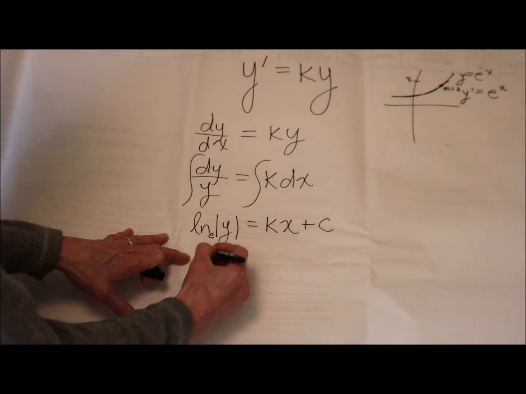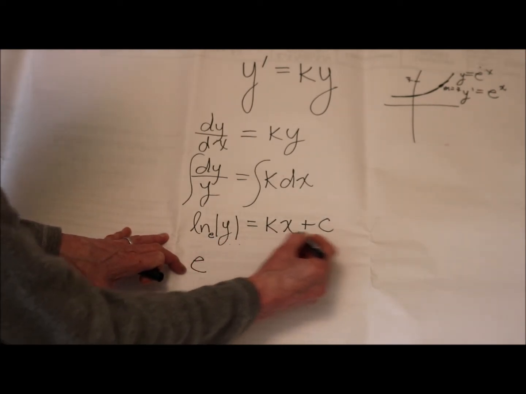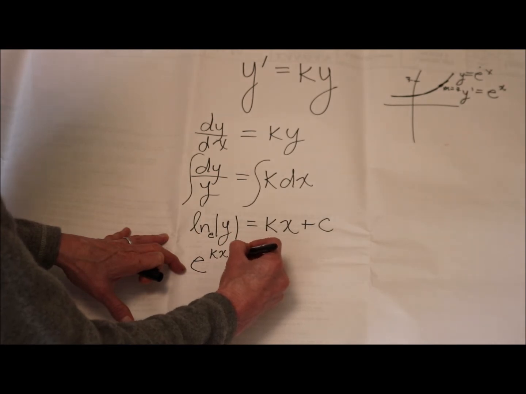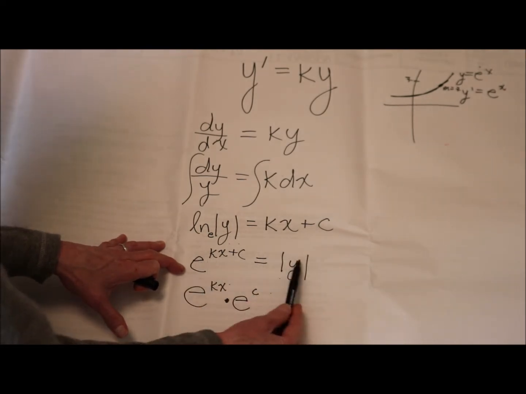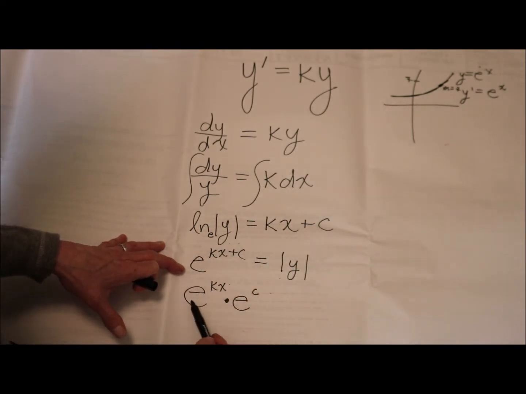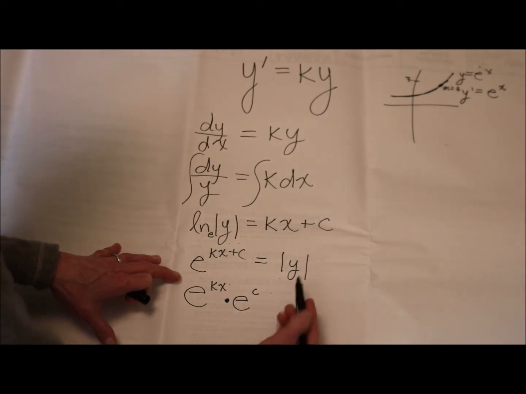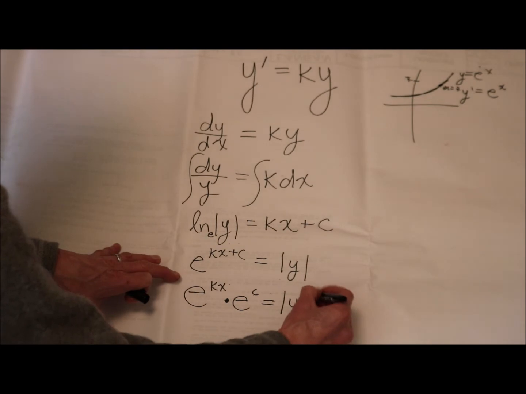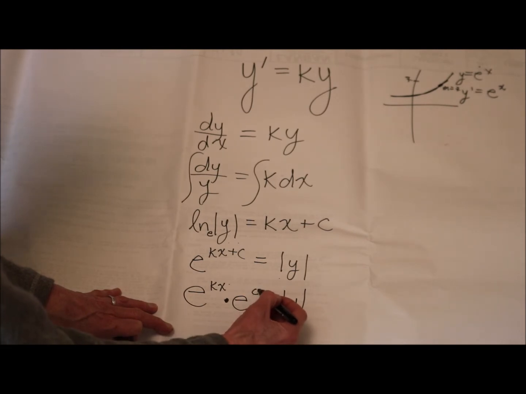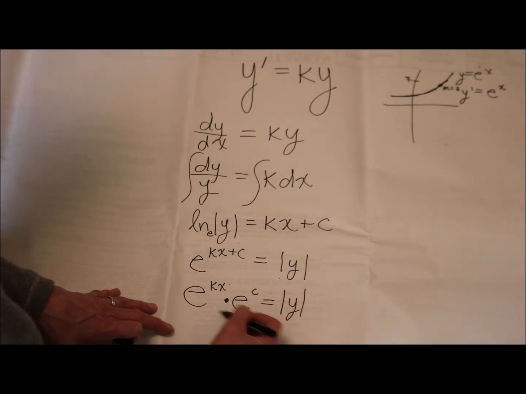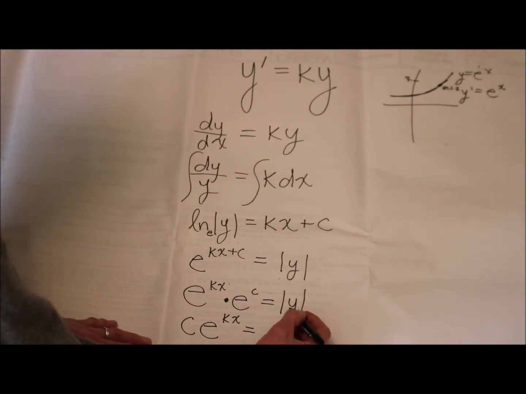Remember, we have a little invisible e there. I'm going to rewrite this in exponential form, so it's e raised to this whole brouhaha equals the absolute value of y. We've been doing this quite a bit, rewriting this as e to the kx times e to the c. All right, e to the c, we've talked about this, is 2.718, is e raised to some arbitrary constant, is some other constant. I'm going to put the constant in front, so it's going to be c times e to the kx equals, and that plus or minus y can be subsumed into that constant.